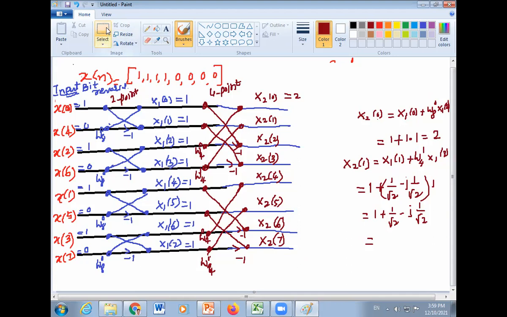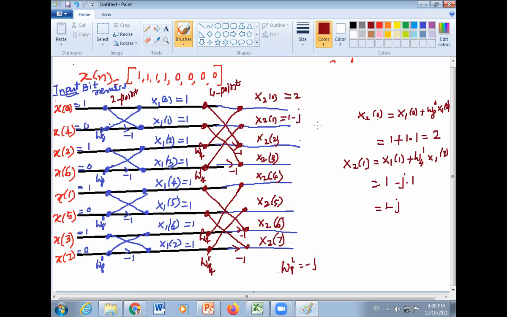Hello? Why are you all sitting so quietly? Yes, w8 to the power 2 value is minus j, right? So this becomes 1, or this value is minus j into 1, which will be equal to 1 minus j. So this answer is 1 minus j. Likewise, you just calculate the other values.